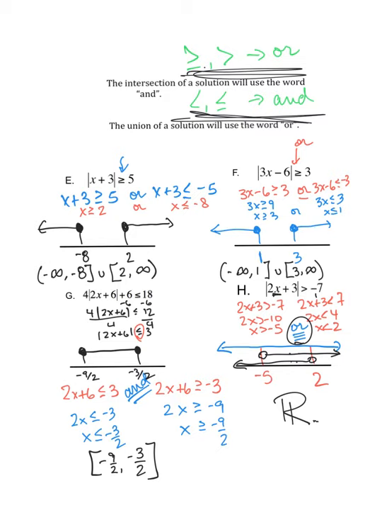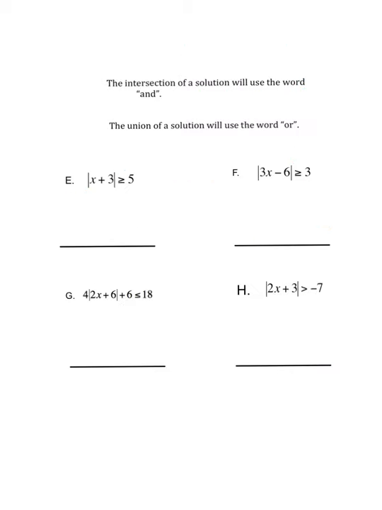Does that make sense? Perfect. Letter E. Okay? The absolute value of x plus 3 is greater than or equal to 5. Meaning we need to go 5 units in either direction from this starting point.